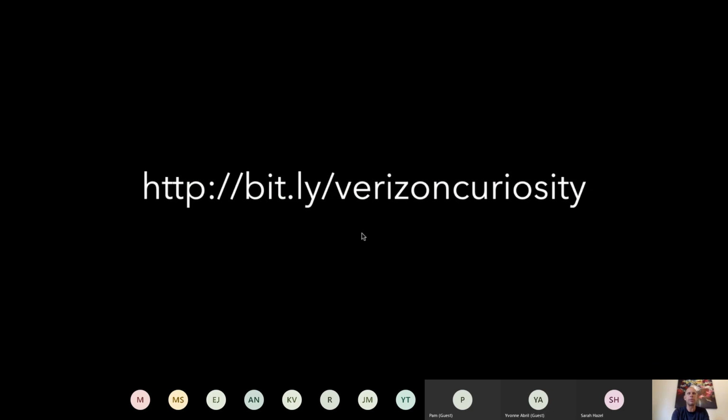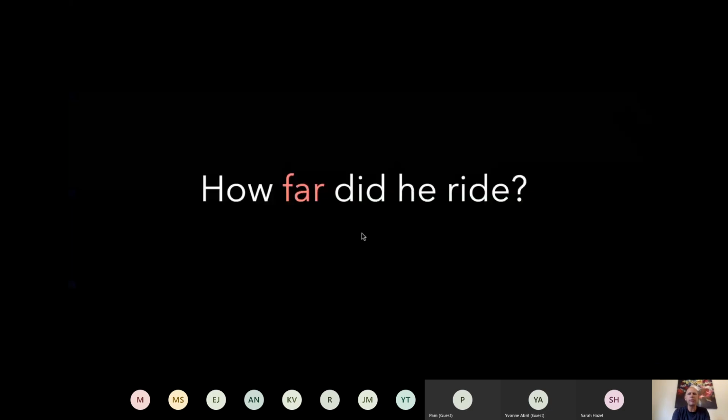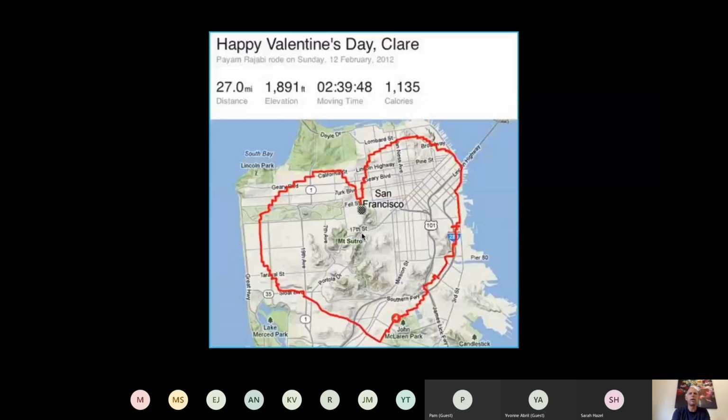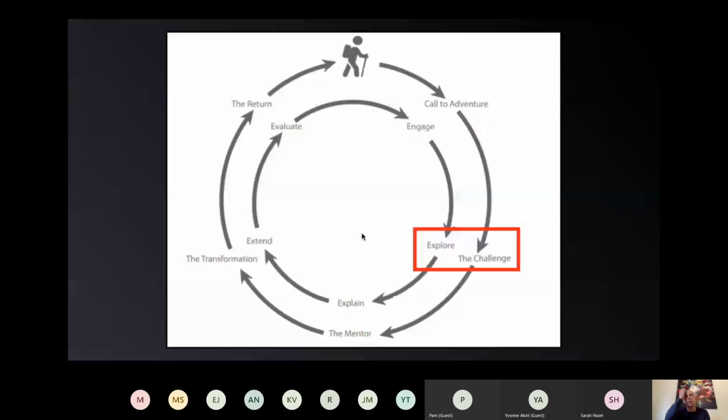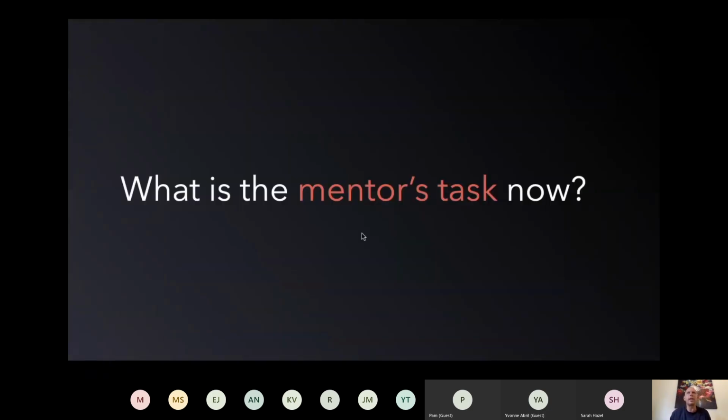Okay, so let's analyze this lesson in terms of the first two parts. This initial part was the call to adventure. How far did he ride? That was the moment of challenge. Okay, so the real question is, what is the mentor's task now, right? Now the students have done this task. What is the mentor's task now?